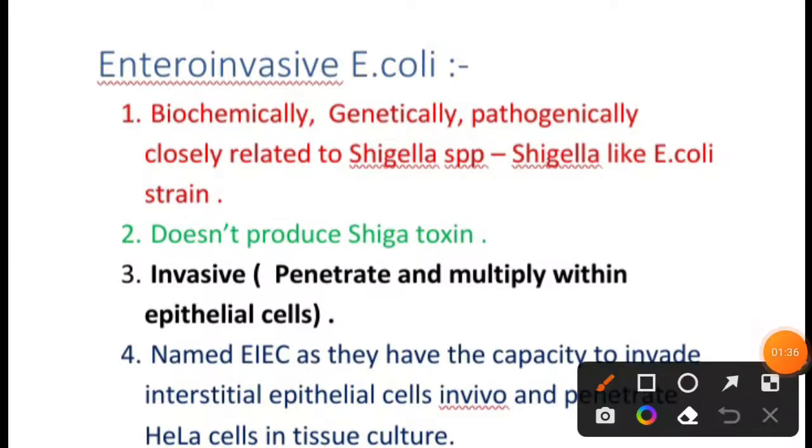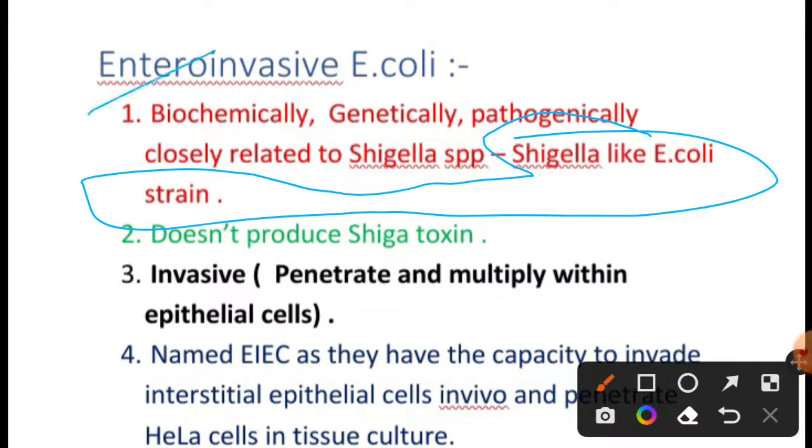So whenever in an MCQ they ask which E. coli strain has the ability to produce Shiga-like toxin, the answer should be one and only EHEC. And if they ask you to name an E. coli strain which is Shigella-like, then you can say EIEC. I have told you that they are invasive, meaning they penetrate and multiply within epithelial cells. The intestinal epithelial cell is the target cell for EIEC.